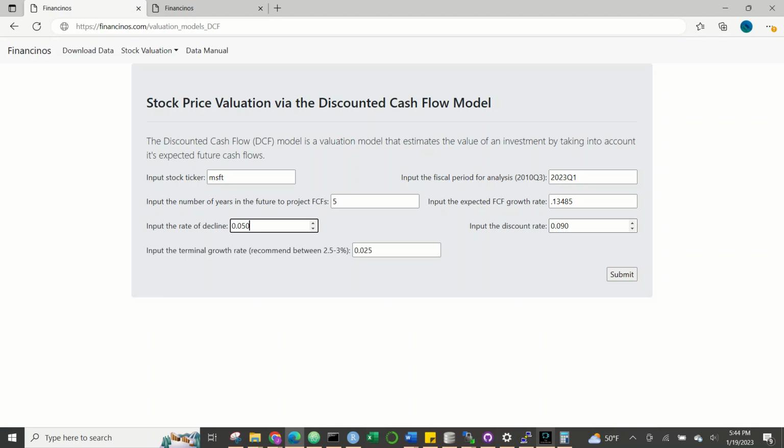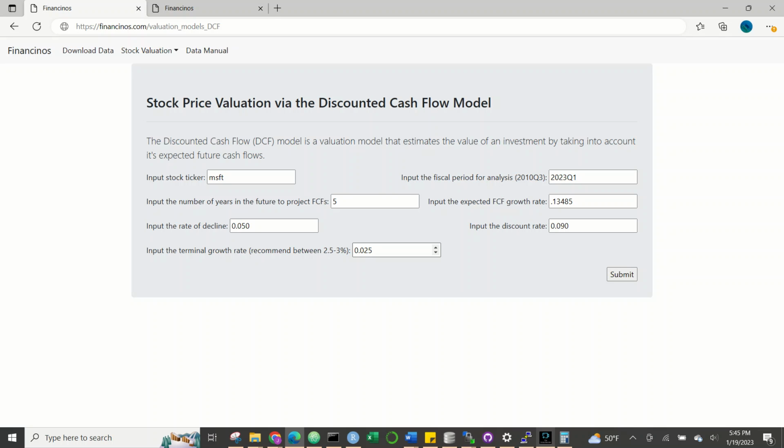The discount rate, we're using 9% as the discount rate because some index funds like the S&P 500, the average rate of return is about 8%, but we want to be able to beat that return, so we're going to discount at 0.09 or 9%. The terminal growth rate is 0.025, which is 2.5%.